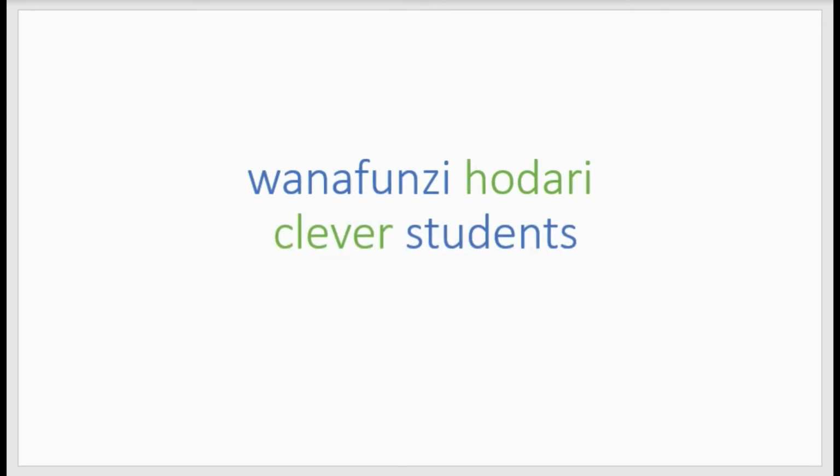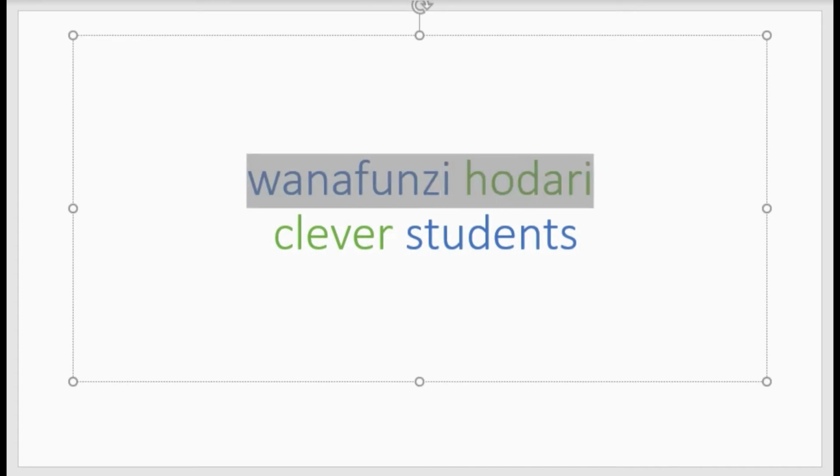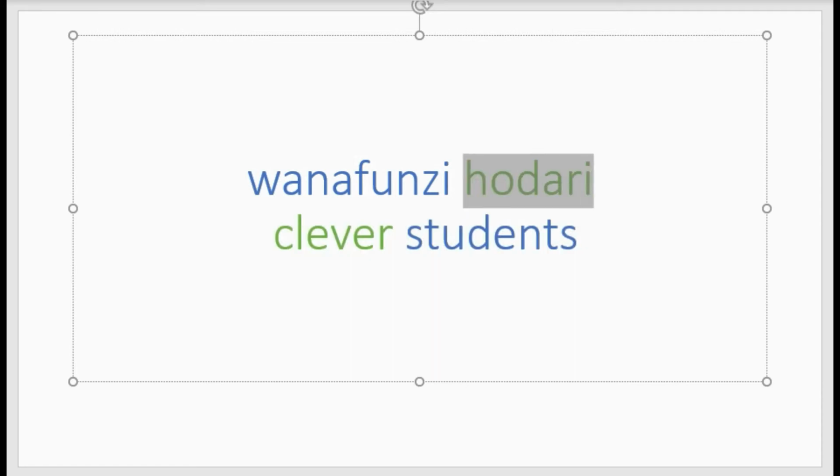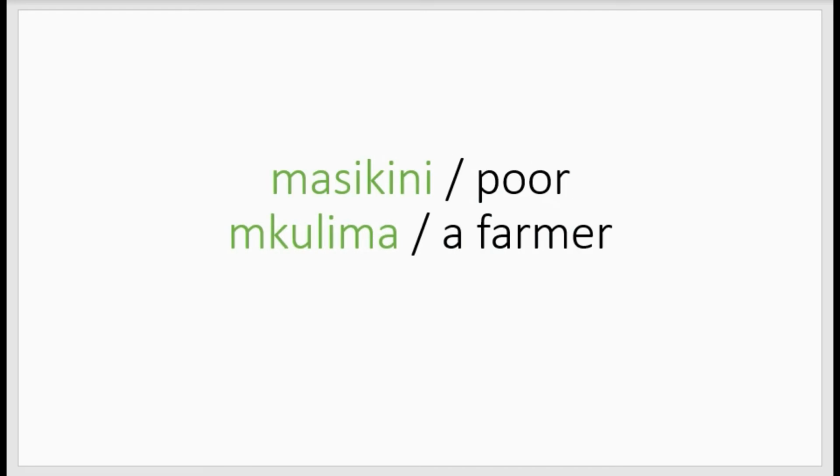Okay? Wanafunzi hodari, clever students. You can see the adjective remains the same. It does not change. It doesn't change whether the sentence is in singular form or in plural form. Okay? Masikini, which means poor.